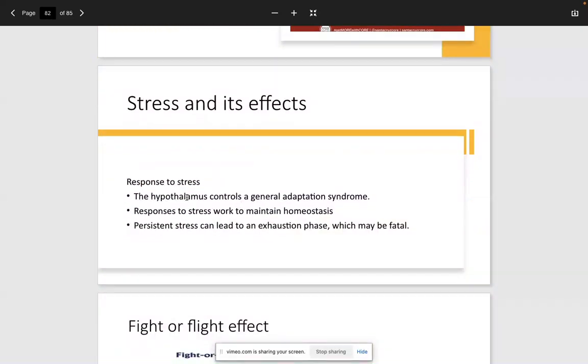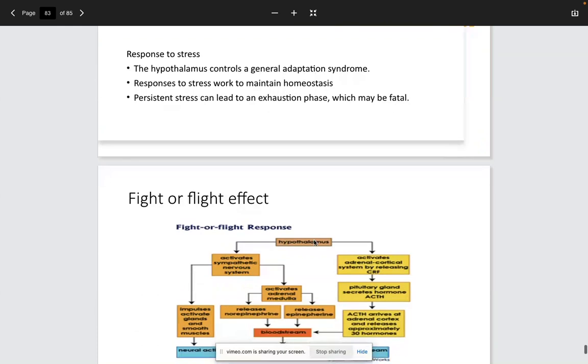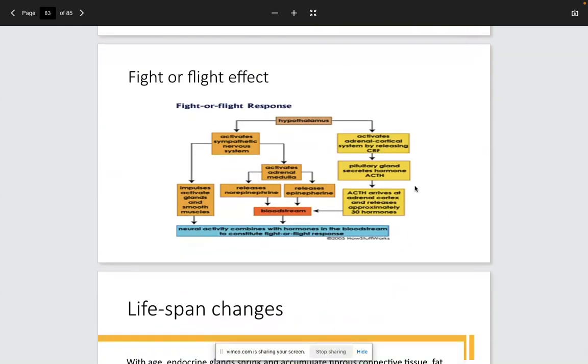Response: the hypothalamus controls a general adaptation syndrome. Responses to stress work to maintain homeostasis. Persistent stress can lead to exhaustion, which may be fatal. This is just a picture that is more or less for your studying purposes. We'll go over this more in depth in class. This is a great way to study the fight or flight response as well as homeostasis and understand how the hypothalamus pituitary controls itself.